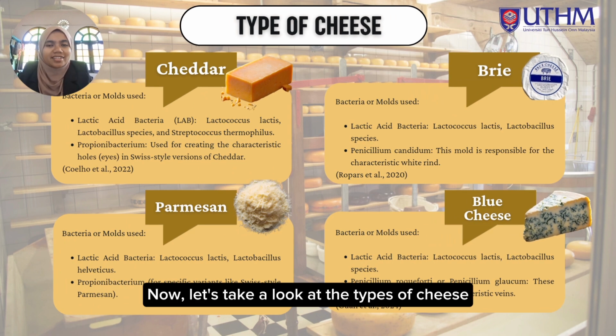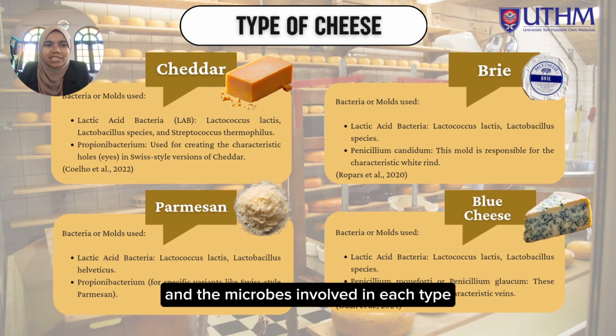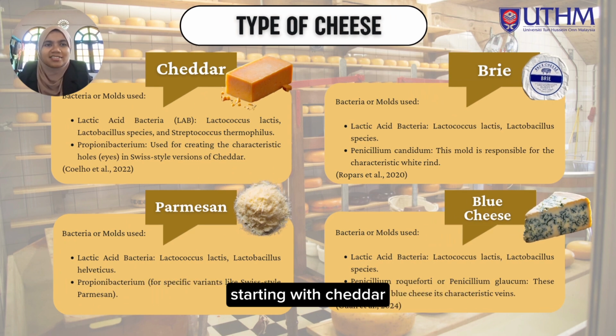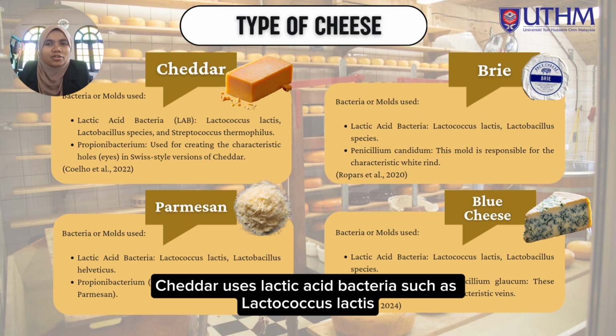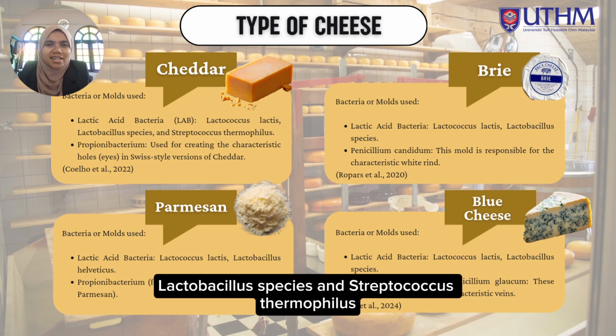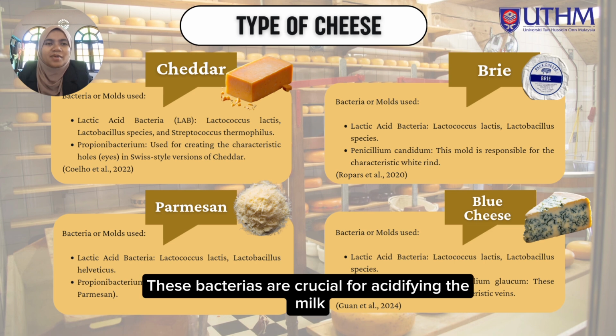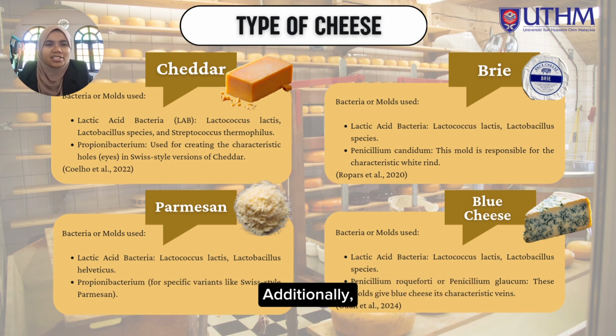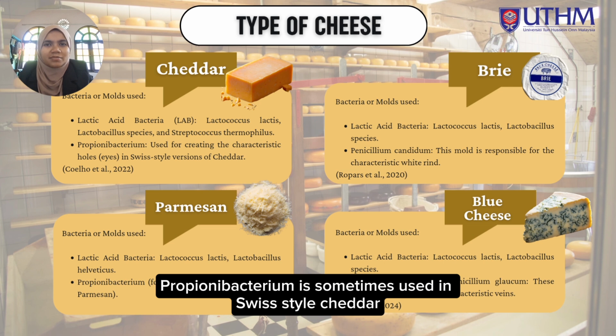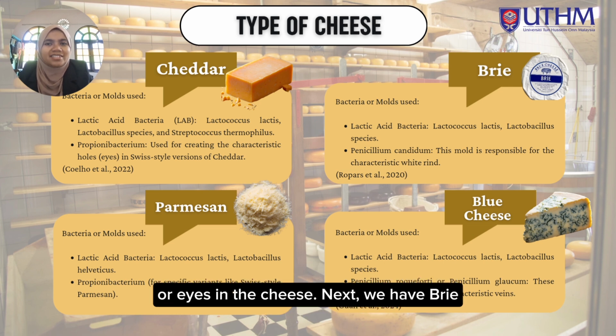Now, let's take a look at the types of cheese and the microbes involved in each type. Starting with cheddar. Cheddar uses lactic acid bacteria such as Lactococcus lactis, Lactobacillus species, and Streptococcus thermophilus. These bacteria are crucial for acidifying the milk and aiding in curd formation. Additionally, Propionibacterium is sometimes used in Swiss-style cheddar to create the characteristic holes or eyes in the cheese.